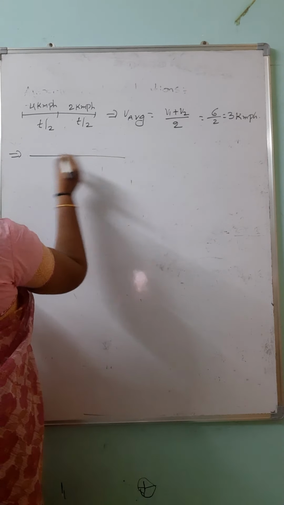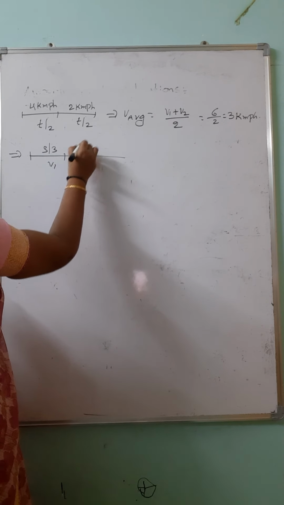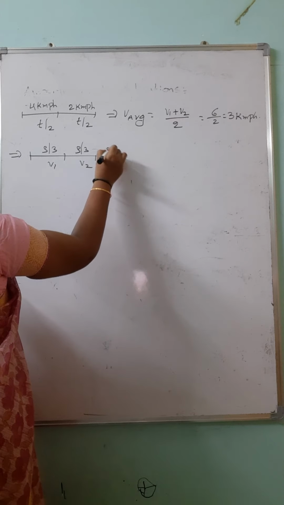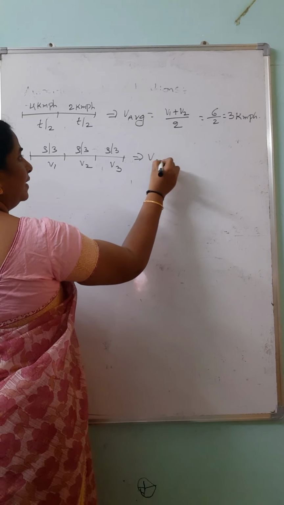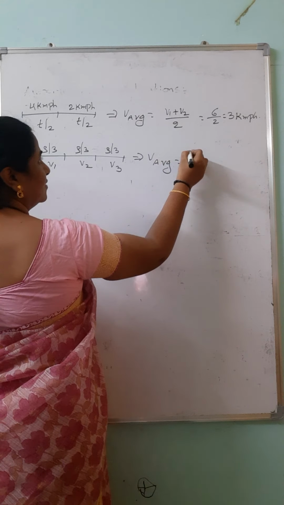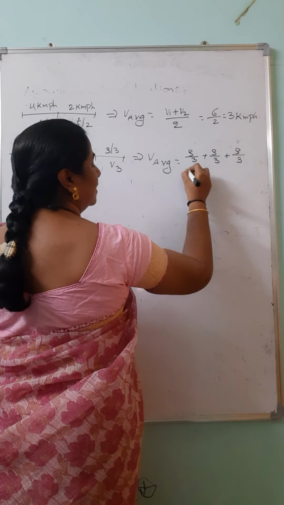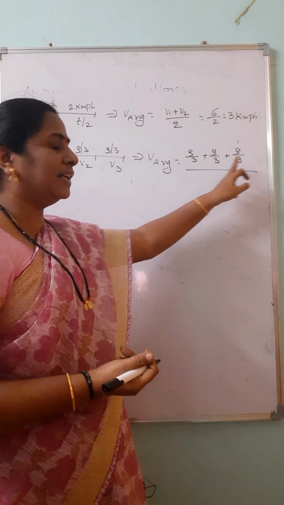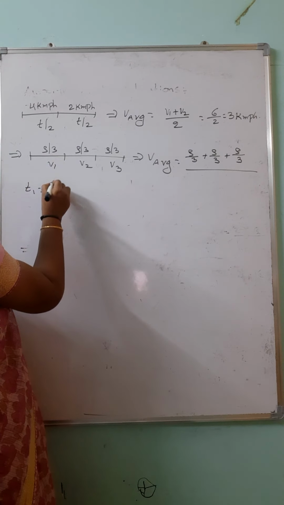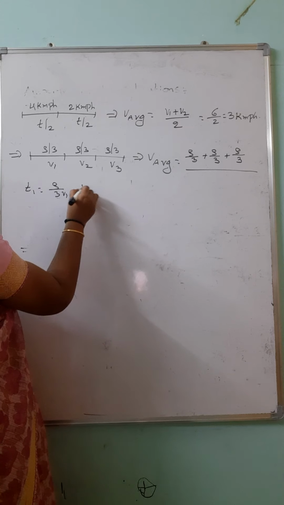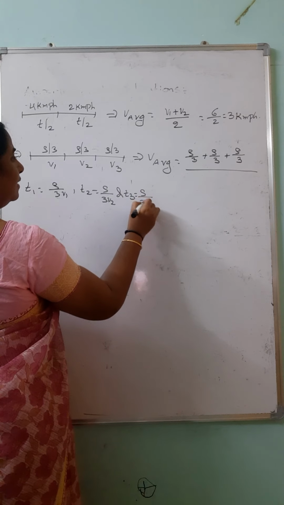Look here. If the body covers one third of the distance with V1 speed, the second third of the distance with V2 speed, and the last third of the distance with V3 speed, how do we find the average speed in this case? V average equals, instead of S1, S by 3, instead of S2, S by 3, instead of S3, S by 3, because the average speed formula is total distance by total time. But instead of T1 we write distance by speed: S by 3 V1. T2 equals S by 3 V2, and T3 equals S by 3 V3.